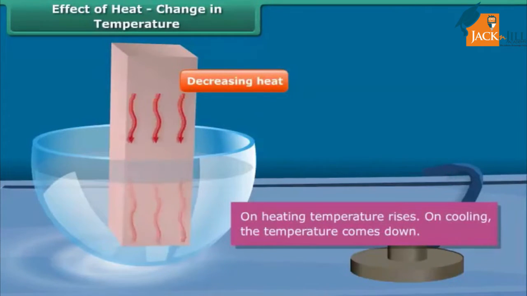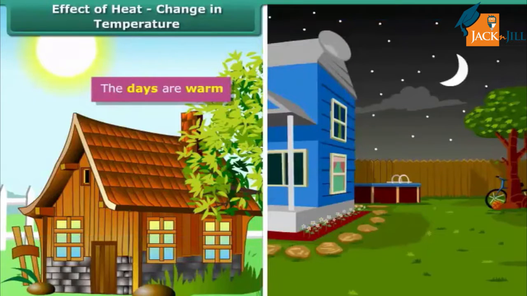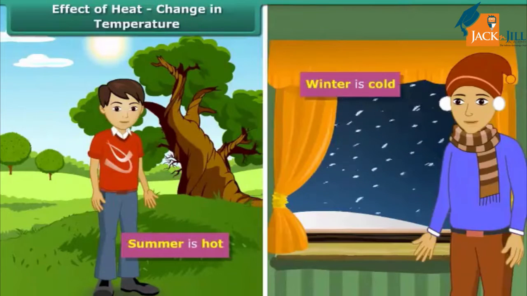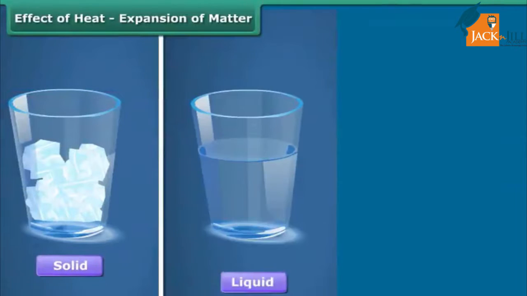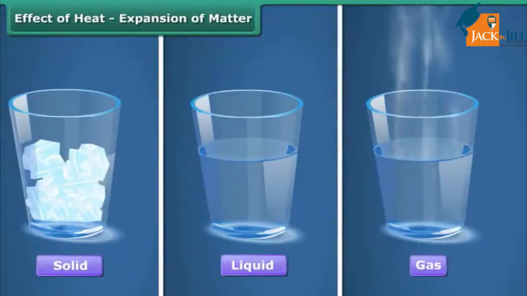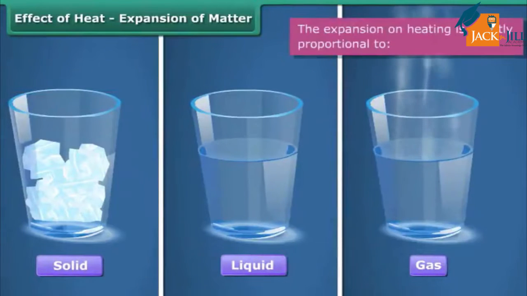In nature, the sun energy brings about a change in temperature. The days are warm, while the nights are cool. Summer is hot, winter is cold. Matter exists as solid, liquid, and gas. All the three states of matter expand on heating. The expansion of matter depends on the temperature through which it is heated.